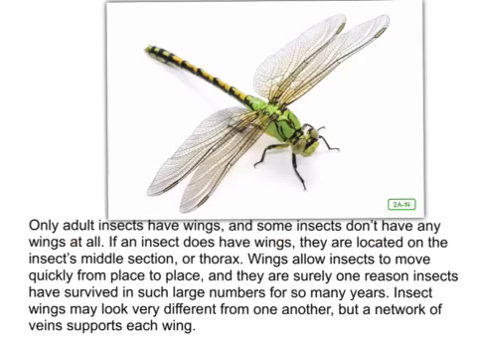Only adult insects have wings, and some insects don't have any wings at all. If an insect does have wings, they are located on the insect's middle section or thorax. Wings allow insects to move quickly from place to place, and they are surely one reason insects have survived in such large numbers for so many years. Insect wings may look very different from one another, but a network of veins supports each wing.